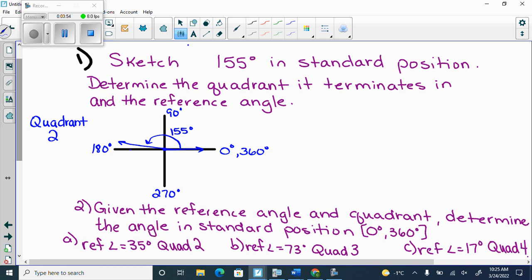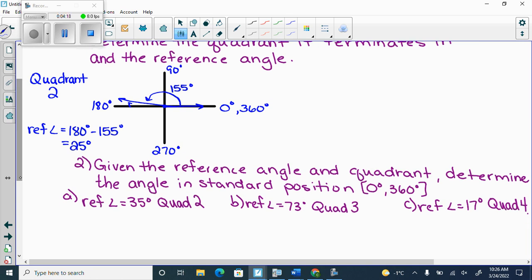If I go like this, how much is that? 25. And what is that? The reference angle. Remember, the reference angle in quadrant 2, or reference theta, same thing. In quadrant 2, I always do 180 degrees minus my angle, which gets me 25. Very good.